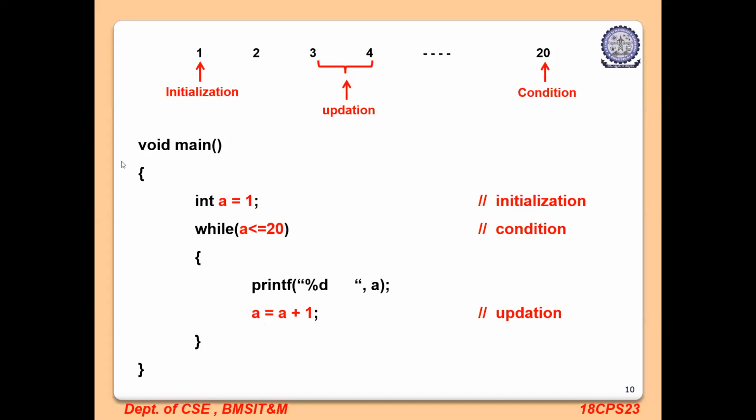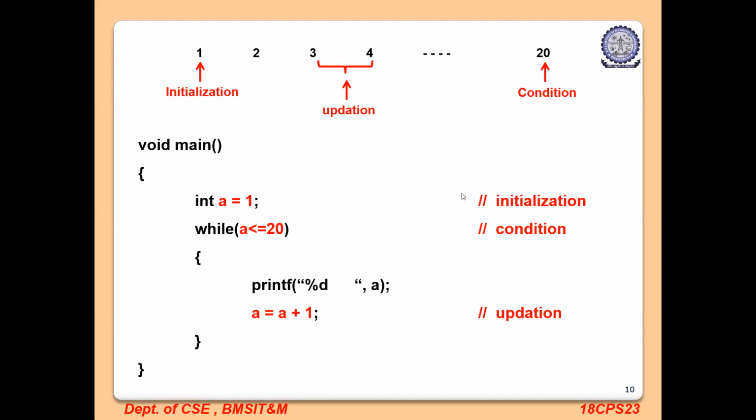A becomes 21, goes back to the while loop again and checks the condition. This time, is 21 less than or equal to 20? It fails. The condition evaluates to false. When it evaluates to false, the control comes out of the while loop. Here you don't have anything. The function ends, and the control comes out of your program. So this program basically prints natural numbers from 1 to 20.